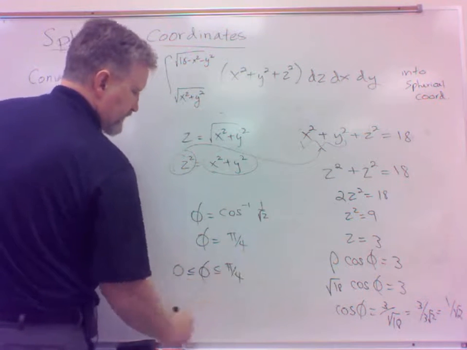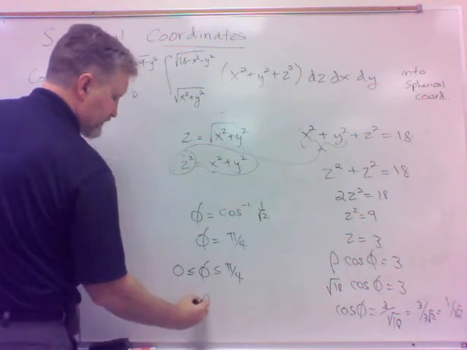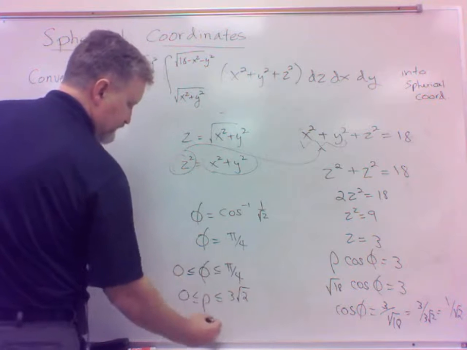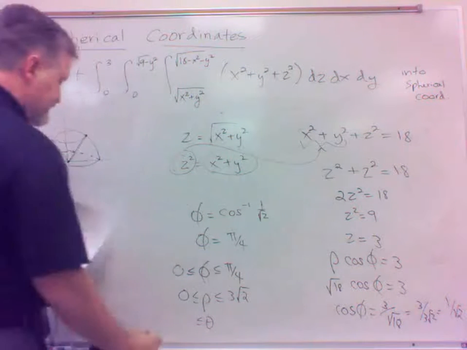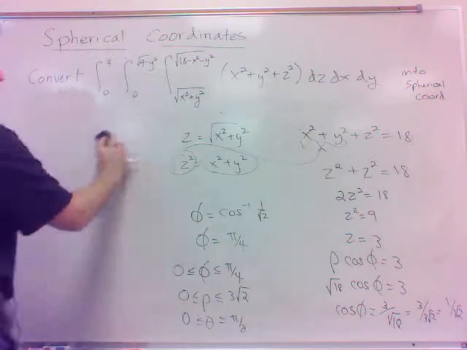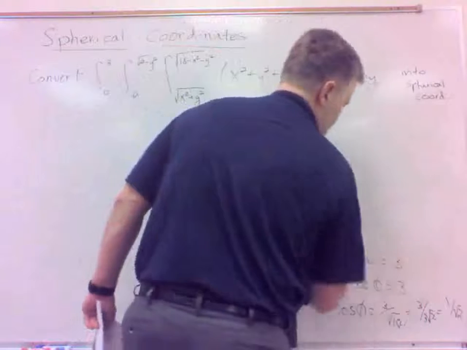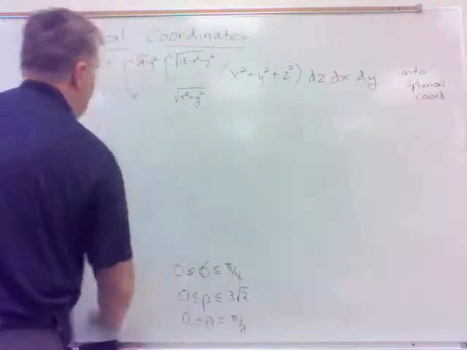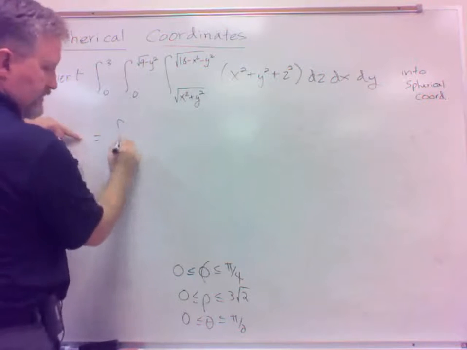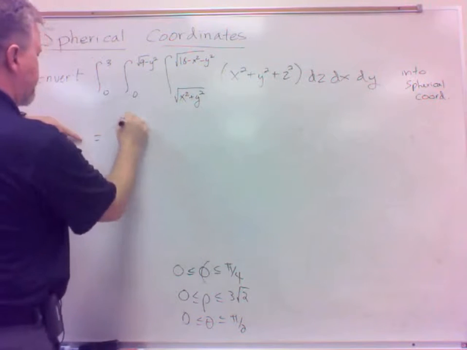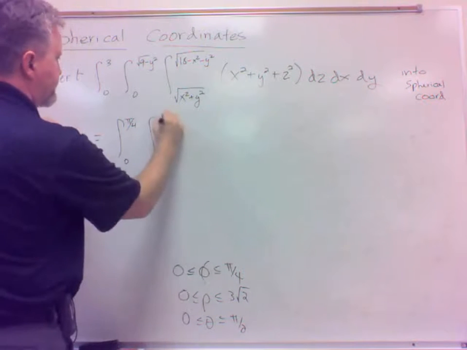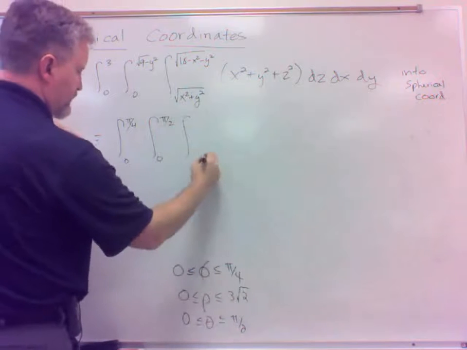Okay, so rho was between 0 and square root of 18 or 3 square root of 2. And then theta was 0 to pi over 2. So this integral, erase everything I'm doing here. So this integral then would be, we do phi first, so 0 to pi over 4. Then we'd have theta from 0 to pi over 2. And then rho is from 0 to 3 square root of 2.